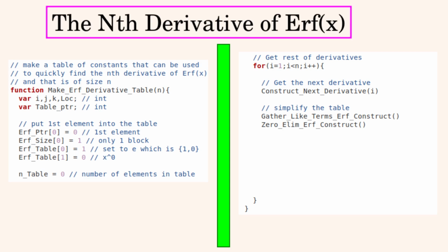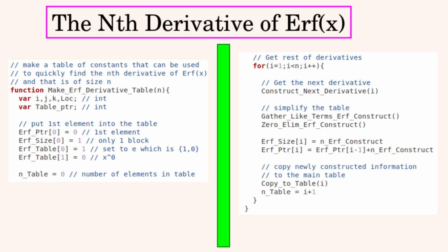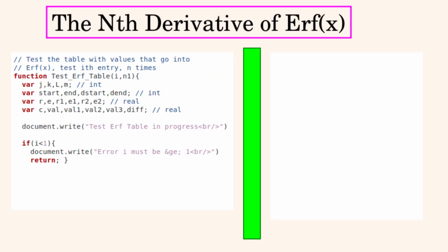We'll call these two functions to simplify the expression. We'll set the start and end pointers for this next derivative. Then we'll copy this newly found derivative into the table of derivatives and increment the number of derivatives found so far. This is the function used to test the derivative table using numerical differentiation.